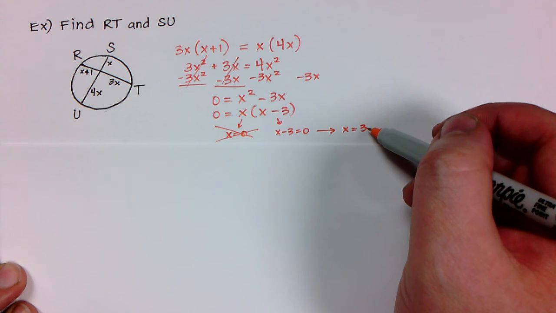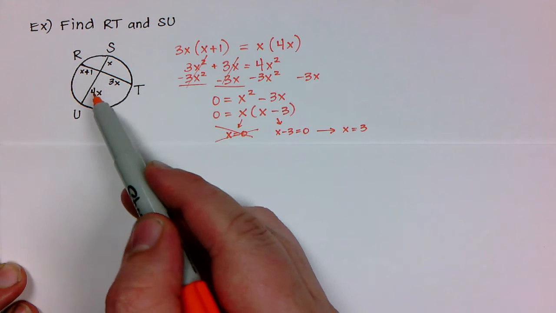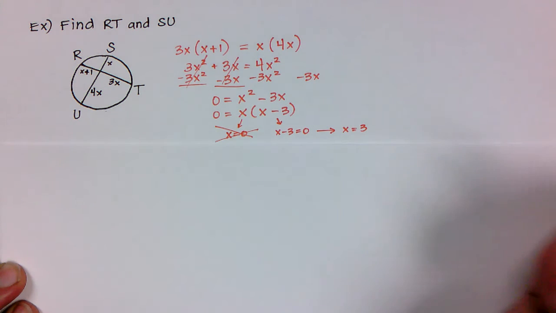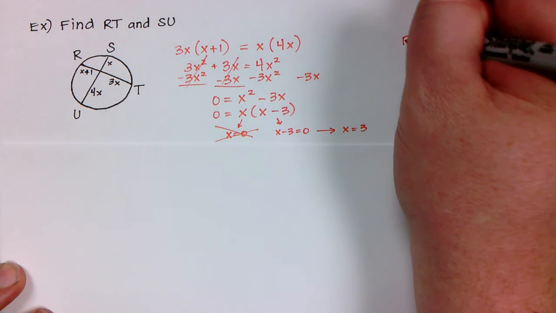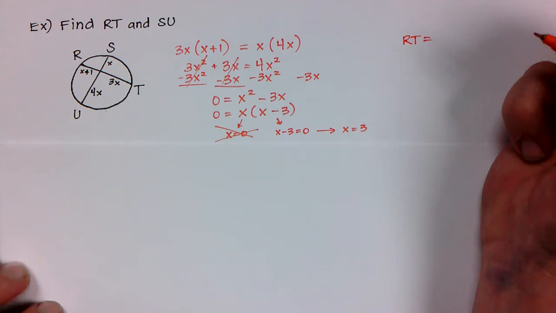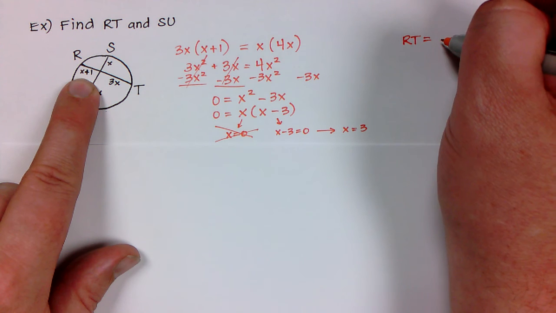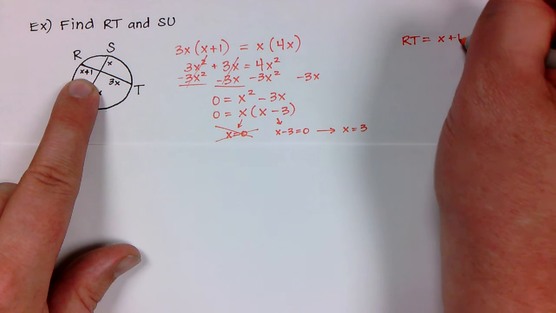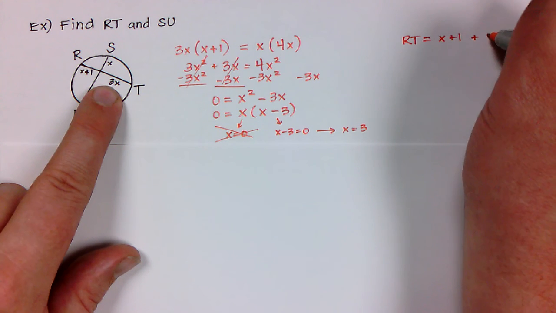But let's try 3. If I plug 3 in, do I actually get some lengths? Yes, I do. So let's find RT first. RT is the sum of x plus 1 plus 3x.